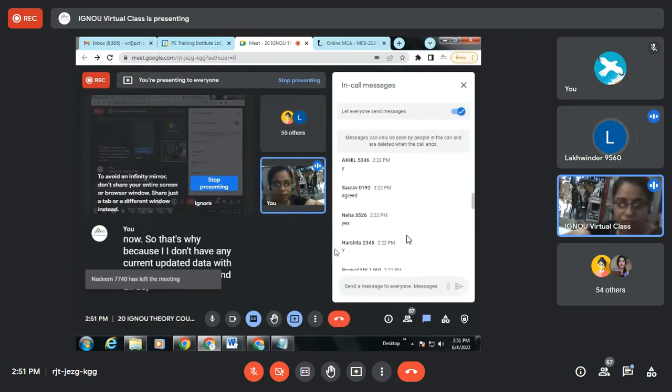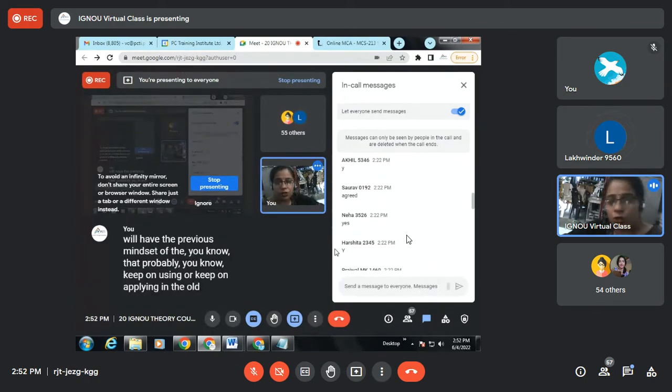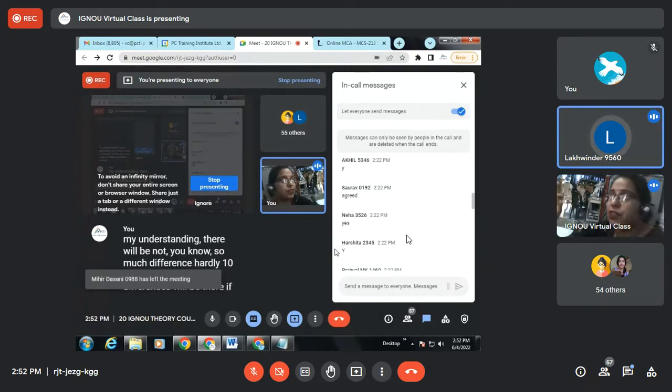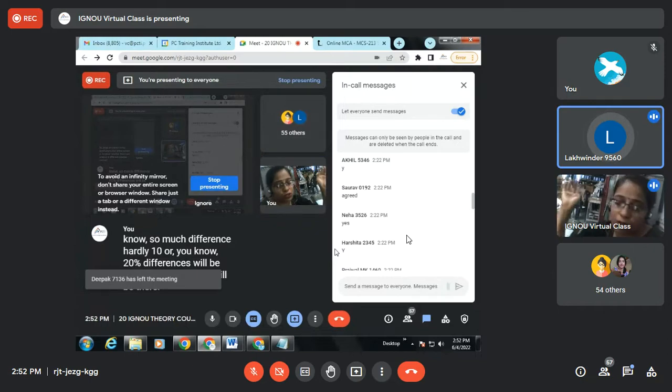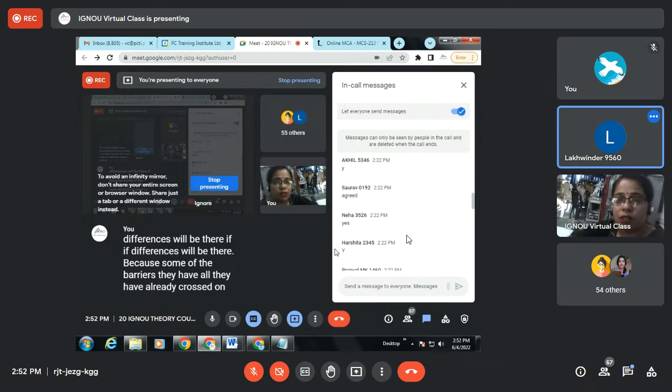Once we receive it, we will definitely share it with you on the official groups as well. But until we get it, you will keep the previous mindset that we have been applying in the old MCA part. As per my understanding, there will not be much difference, hardly 10 or 20%, because some of the barriers have already been crossed.